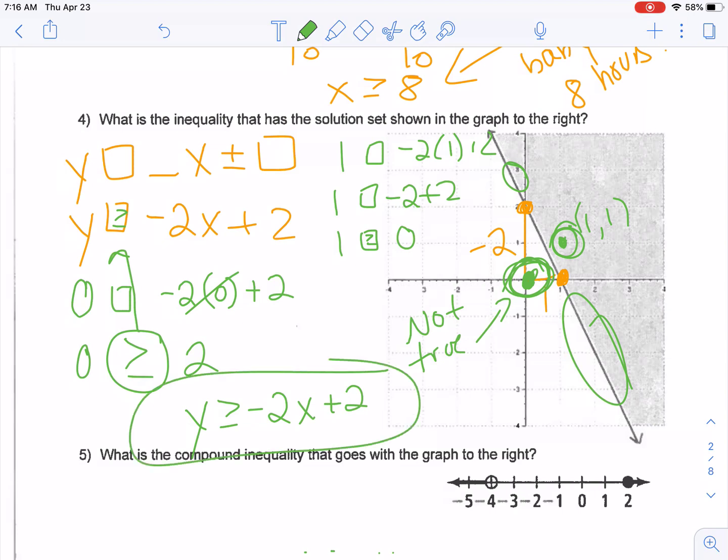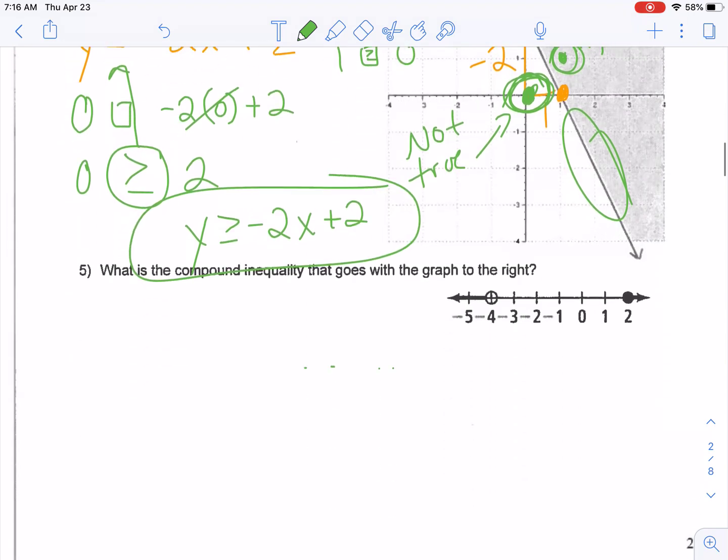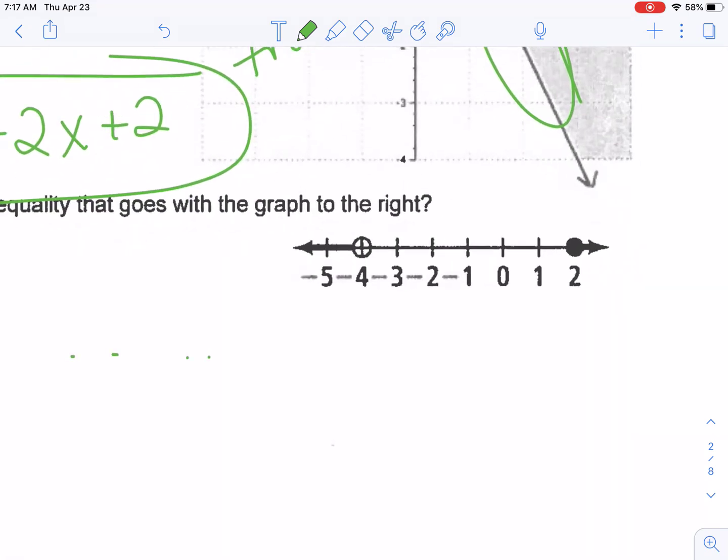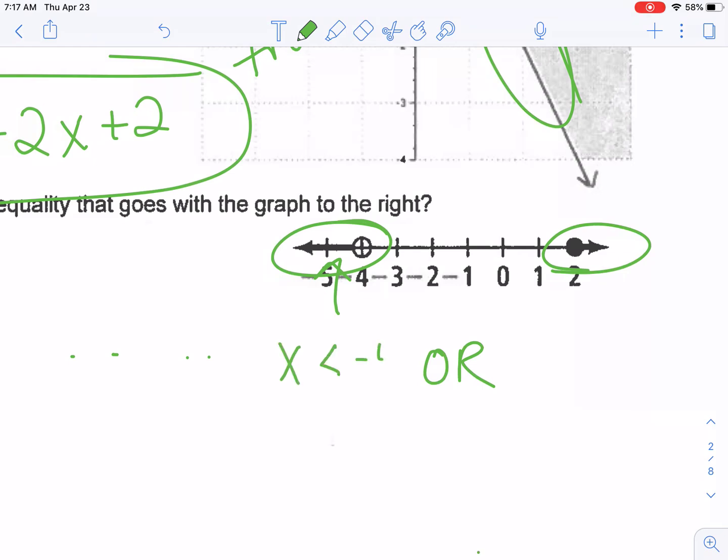There it is. Number 5, what is the compound inequality that goes with the graph to the right? Again, this is part of your Part A review. We know we have 2 different rays, so we're going to have the word or. Well, what's the inequality for this ray? x is less than negative 4. It's an open point, so we'll use less than. And what about this one? Well, x is greater than or equal to 2. That's it.